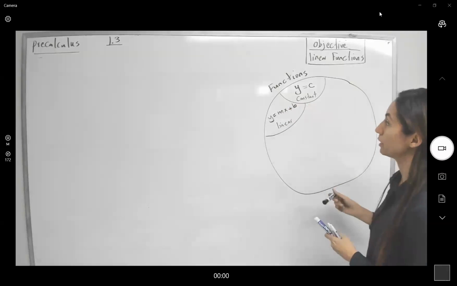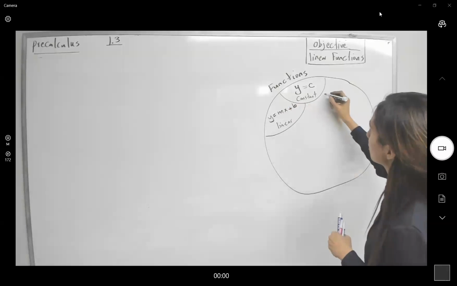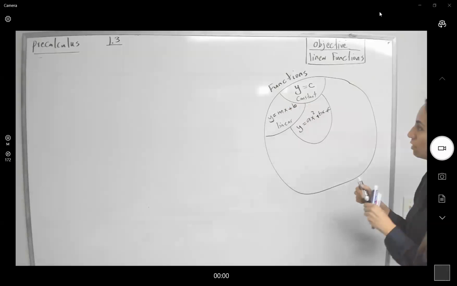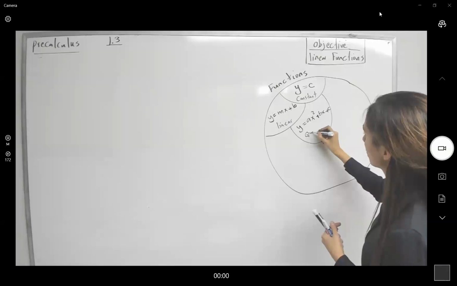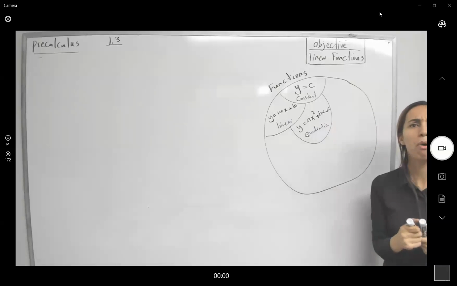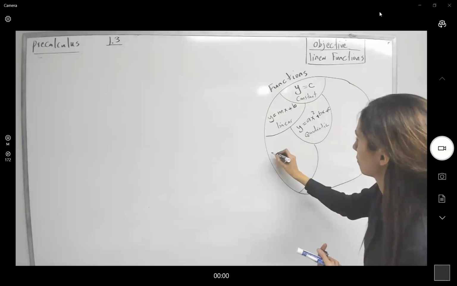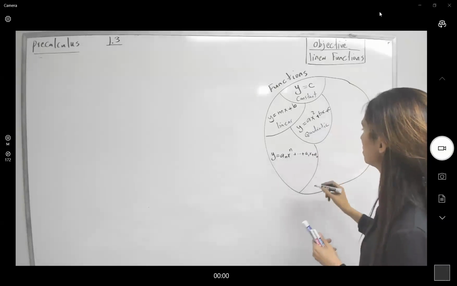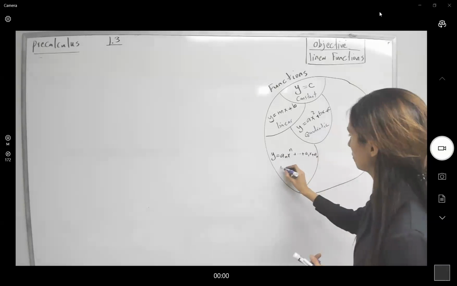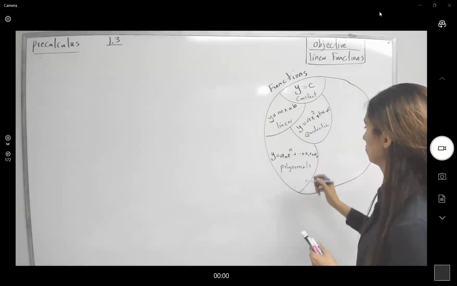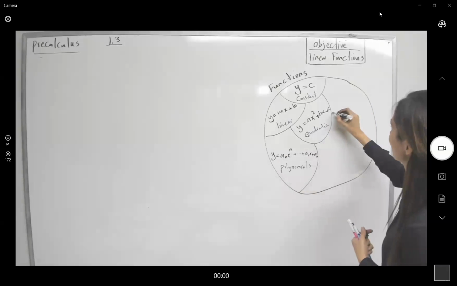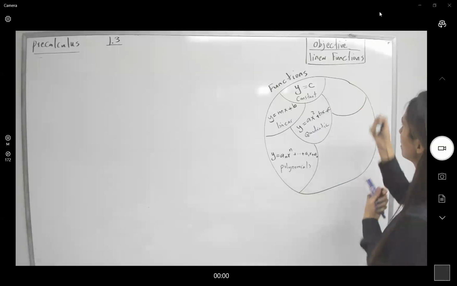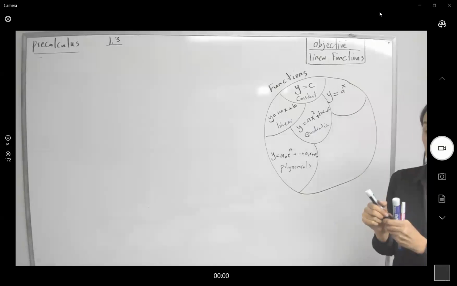Then you have y equals ax squared plus bx plus c, quadratic functions. Then we have polynomials: y equals a sub n x to the n plus terms, a1x plus a sub 0. We have logarithmic functions, exponential functions. Okay, let me just follow what I wrote down. y equals a to the x, or exponential function.